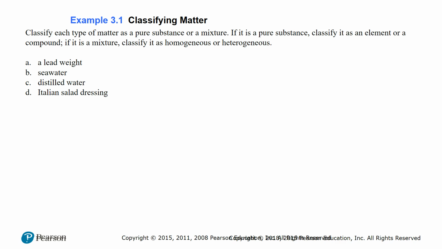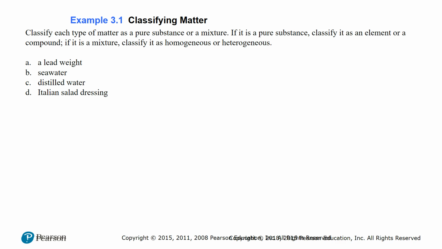Look at a question. All right. So classify each type of matter as a pure substance or a mixture. If it's a pure substance, I want you to classify it as an element or a compound. If it's a mixture, classify it as homogeneous or heterogeneous based off what you know.